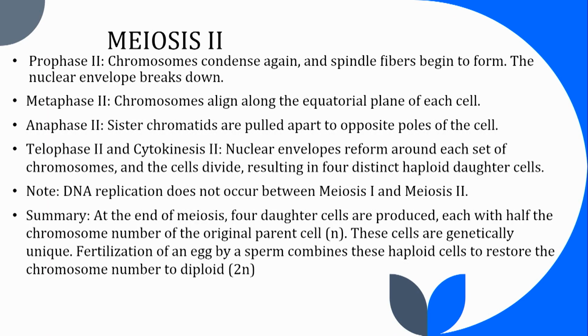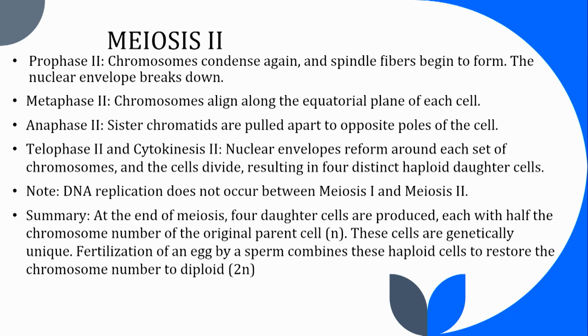Okay, and then in telophase, this is going to also include cytokinesis 2. The nuclear envelope is going to reform around each set of chromosomes, and the cell is going to divide, resulting in 4 distinct haploid daughter cells. Important to note here that DNA replication does not occur between meiosis 1 and meiosis 2.